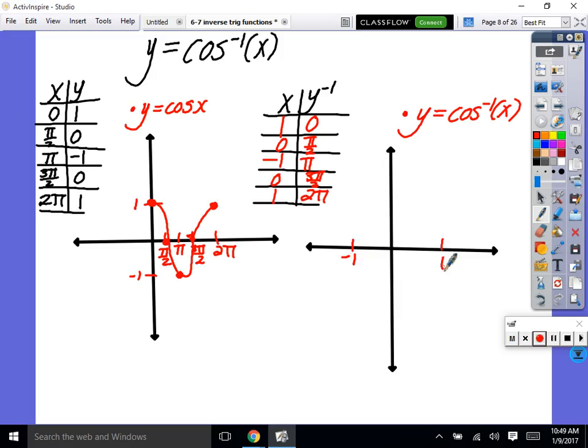Outputs are like these values, so 0, up pi halves, up pi, 3 pi halves.